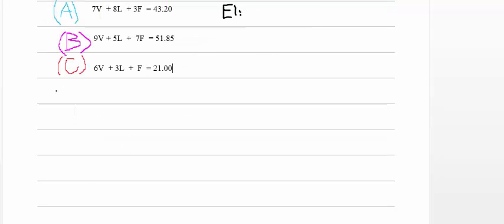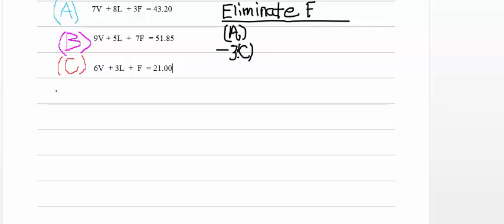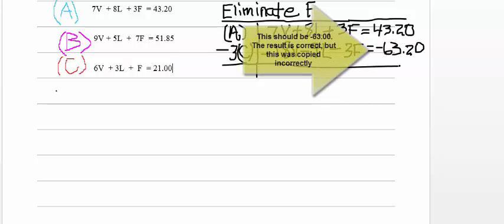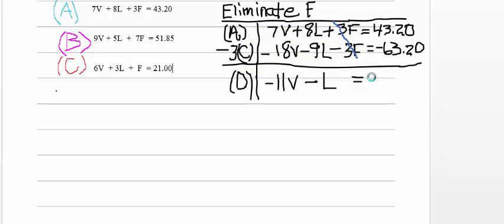All right, so I have all three equations. I'm choosing to eliminate F because I see F with a coefficient of 1 in equation C. Whenever you have a coefficient of 1, that's going to be an easy equation to work with for that letter. So I take A and add it to -3C, making sure that I've multiplied each term correctly by -3 in equation C. When I add, I get -11V minus L equals -19.80, and I'm going to call that D.